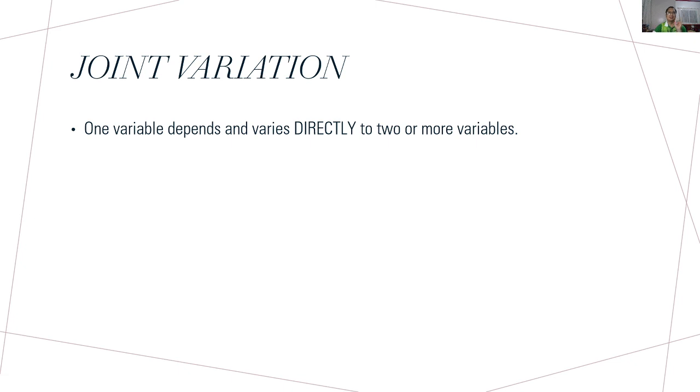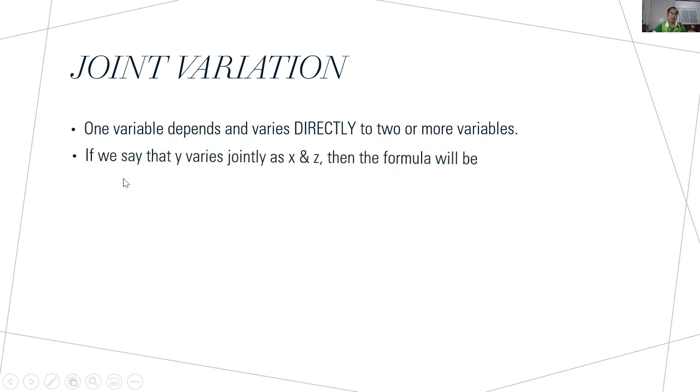Hindi lang siya nakadepende sa isang variable. Direct variation siya na marami. Ayan o, directly, to 2 or more variables. So, if we say y varies jointly as x and z, ang formula natin, direct variation din. Y is equal to k x z. Ito yun. Direct lang din siya. Nadagdagan lang ng mga variables sa dulo.